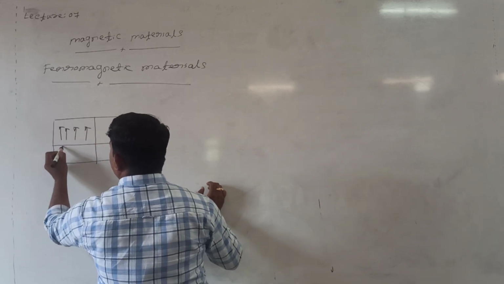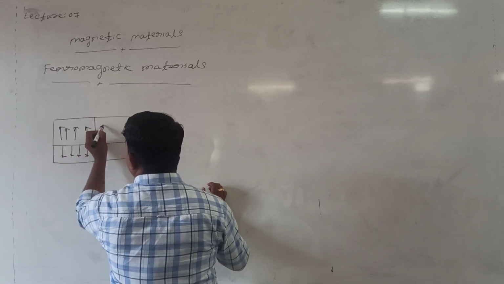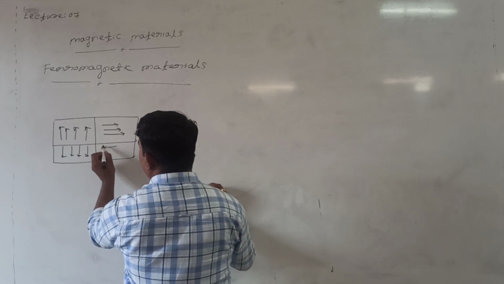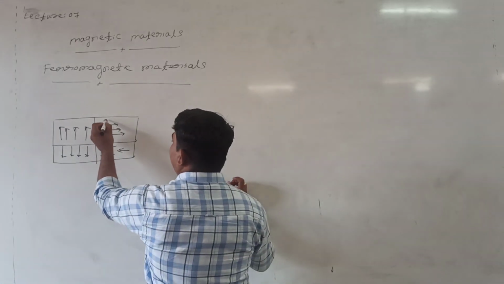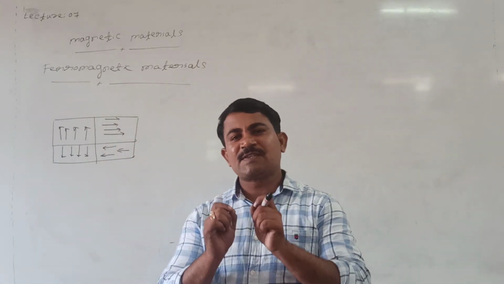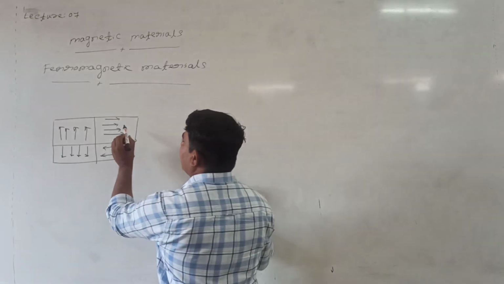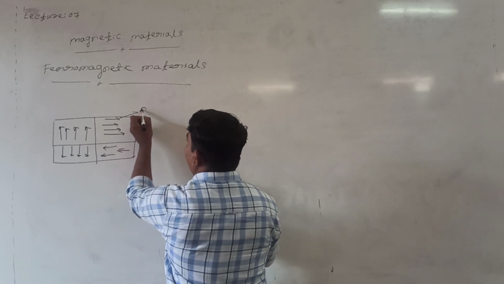In some other regions, magnetic dipoles exist like this. Like this, magnetic dipoles exist. See here, in a given small region, all magnetic dipoles have the same direction. This small region is called a domain.